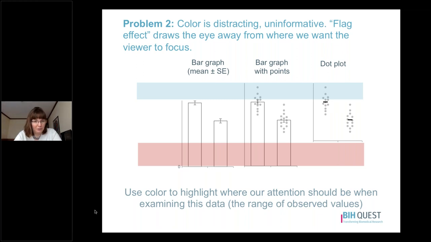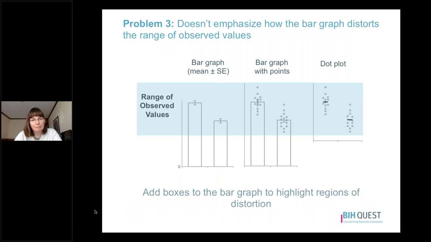Color is what's called a preattentive attribute, which means when it's there, your eye pays attention to it, whether it wants to or not. That's something that your brain is simply hardwired to notice and pay attention to. So we want to be very careful when we're using color, and instead of using it in this distracting way, I want to change the use of color to just highlight where our attention should be when examining this data, and our attention should be on the range of observed values.